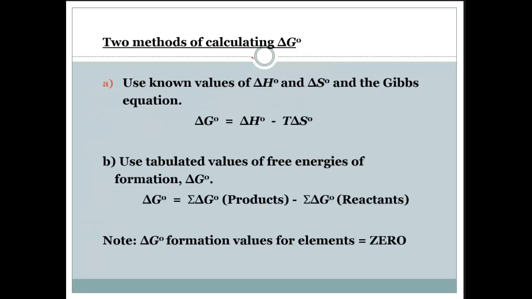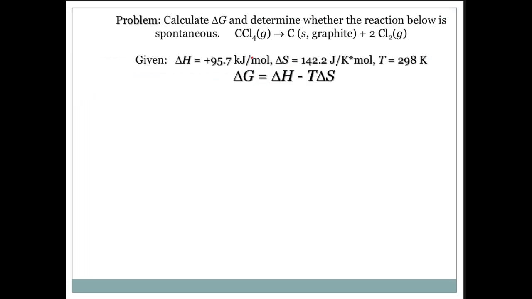There are two methods of calculating delta G. You use the known values of delta H and delta S and the Gibbs equation. Delta G is equal to delta H minus T delta S, which is the one we're doing in this tutorial. Or you can use the tabulated values of free energies of formation, delta G naught, which is what we've done in the different tutorials. So let's take a look at this.